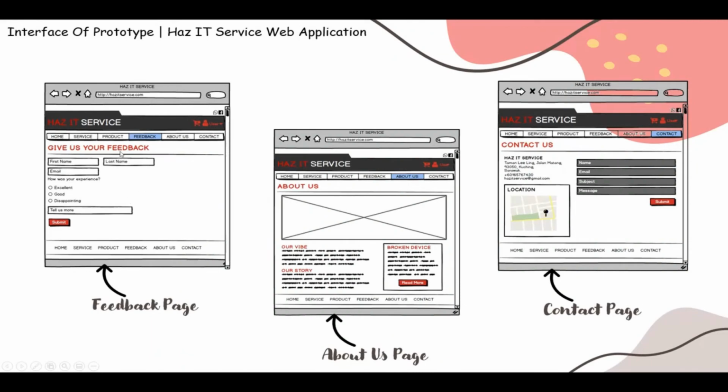Next, this is the feedback page. Using this form is easy for users to fill in. And this shows all about us, about the company, and lastly contact us. This kind of interface is easy for them to enter what kind of subject and message they want to send to our client.